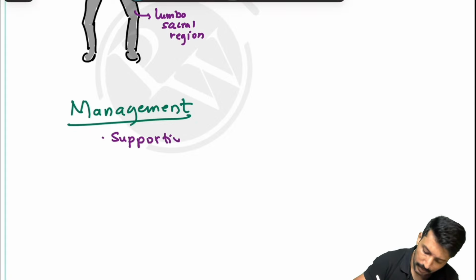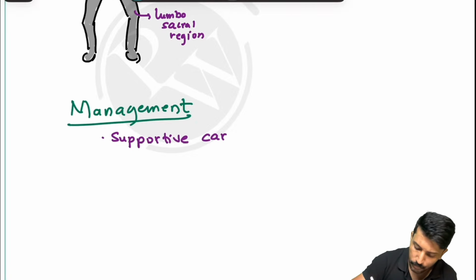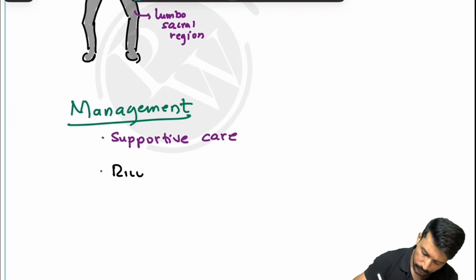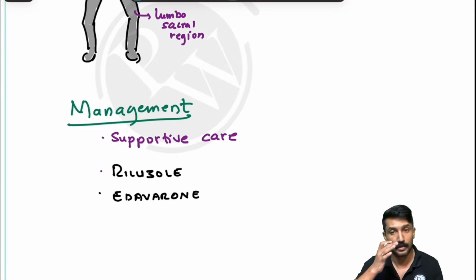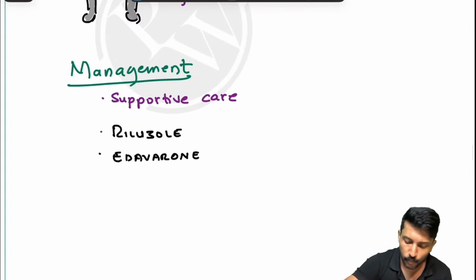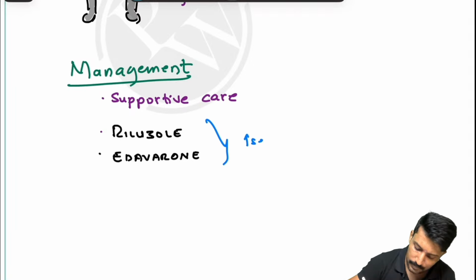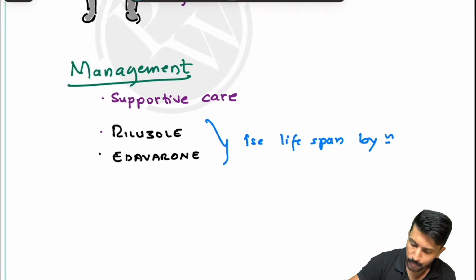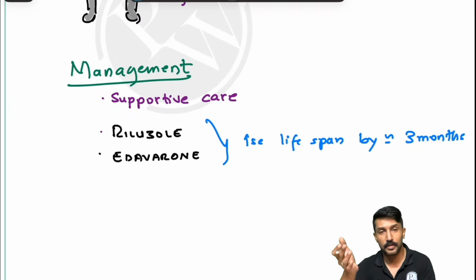But apart from that, traditionally we were using 2 drugs. One was riluzole and another one was edaravone. Both are neuroprotective agents. They protect against the death of motor neurons to some extent, not greatly effective. Both these drugs used to increase lifespan by approximately 3 months. So they are not very highly effective. That's why we were always on the search for new drugs.